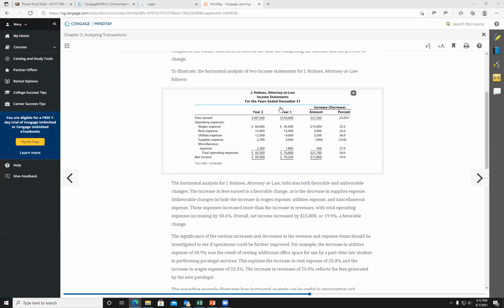Like, oh, wow. If you just looked at it at a glance, you would say, I brought in $37,000 more in revenue in my second year than I did my first year. How come my net income doesn't really show that huge increase? Well, I also increased other expenses as well. So you do a horizontal analysis to see what areas my expenses increased, and did they increase more than my revenue did?